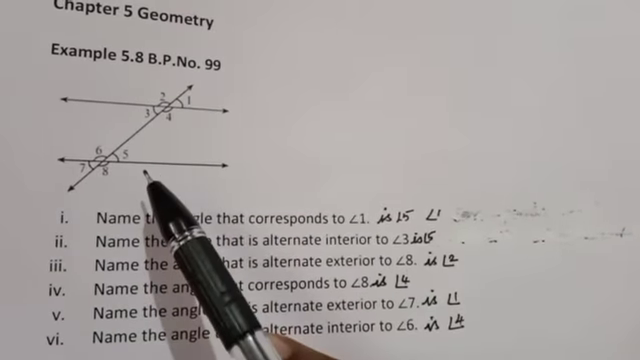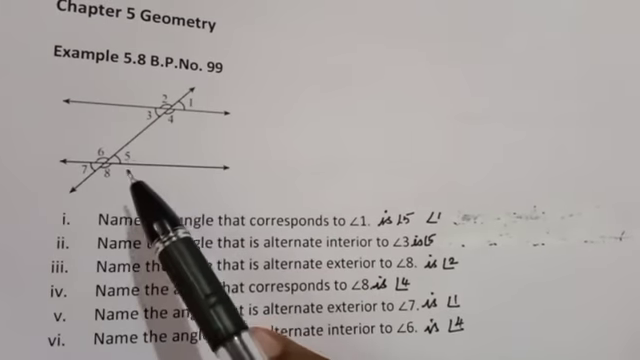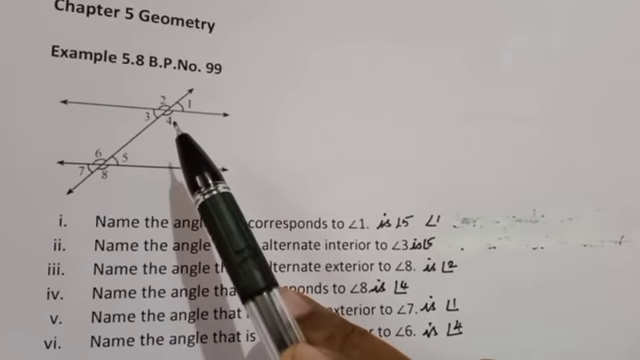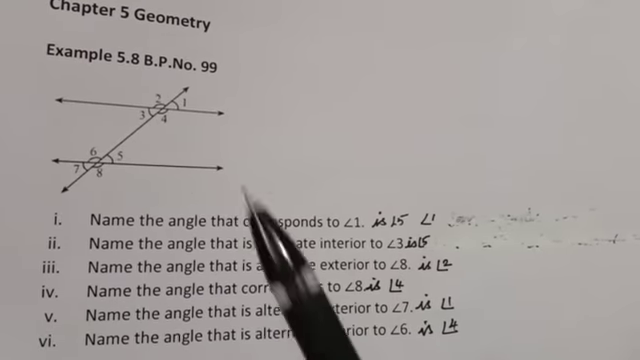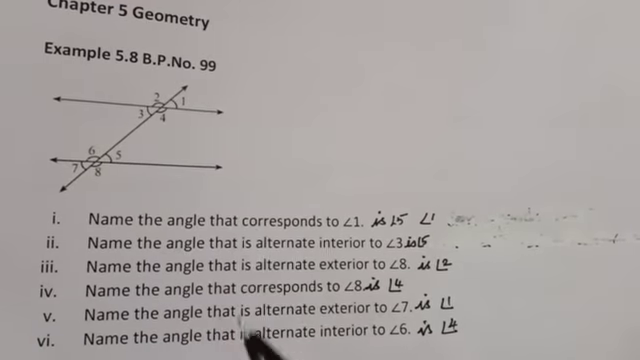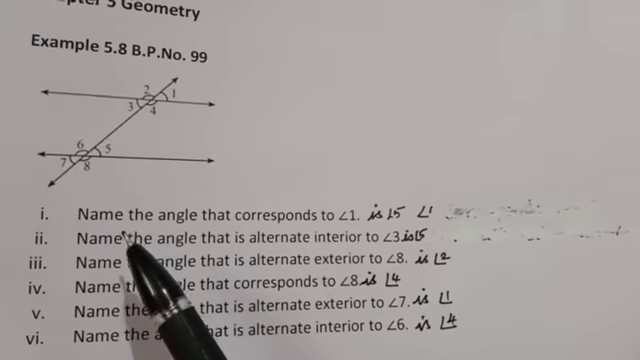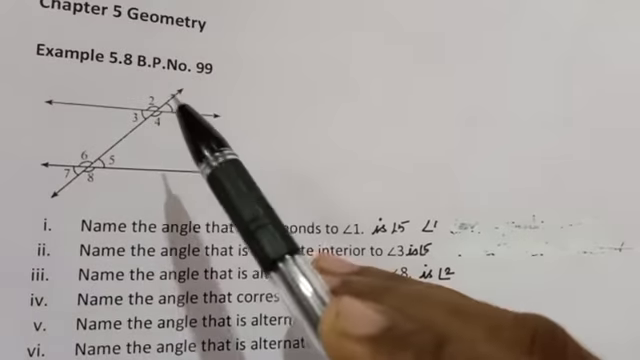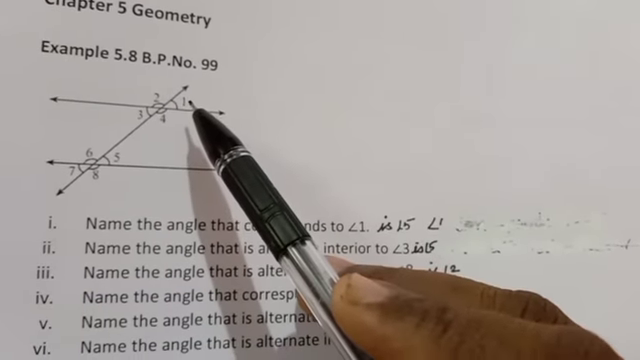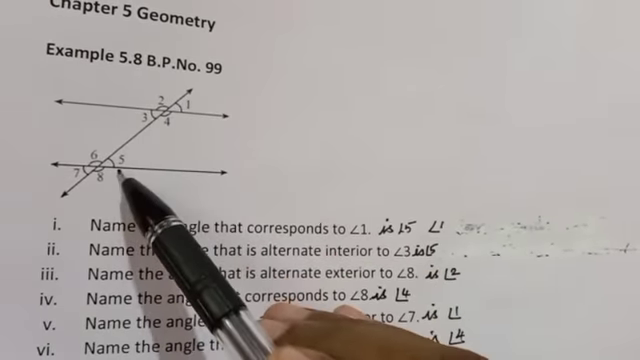It is the given diagram. For this diagram, we have to answer the following questions. First question, name the angle that corresponds to angle 1. Corresponding angles I taught you now, do you remember? Yes, these two are corresponding angles.